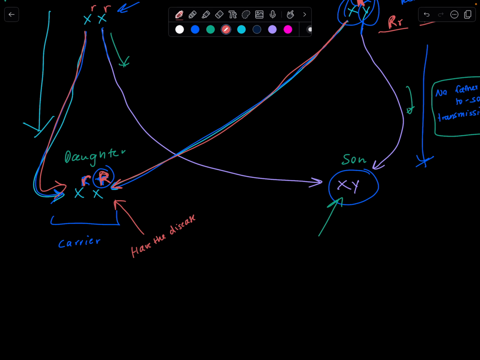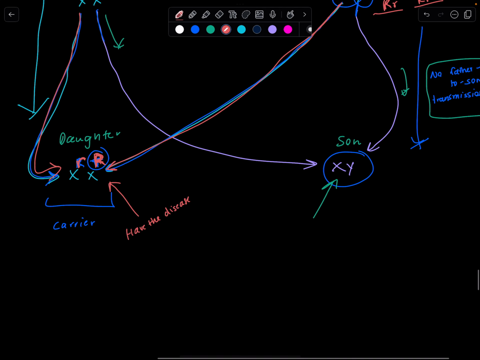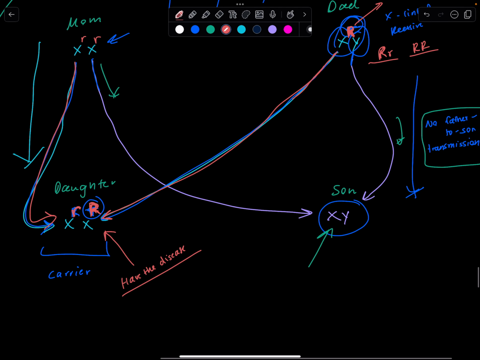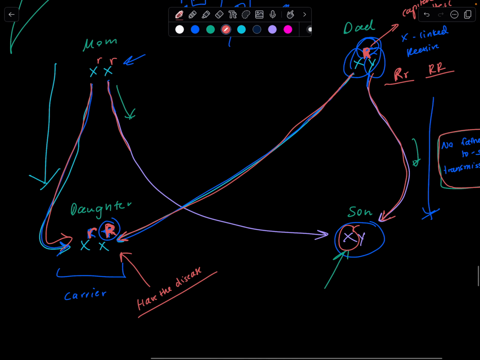So in X-linked dominant, the difference here is that because it is a dominant trait, if only one allele expresses that trait, the offspring will have the disease. And in this case, the son is getting the X chromosome from mom, which is normal, and a Y chromosome from dad, which is also normal. Same thing again, no father-to-son transmission, because the son is not getting the X chromosome from the dad, only from the mom.